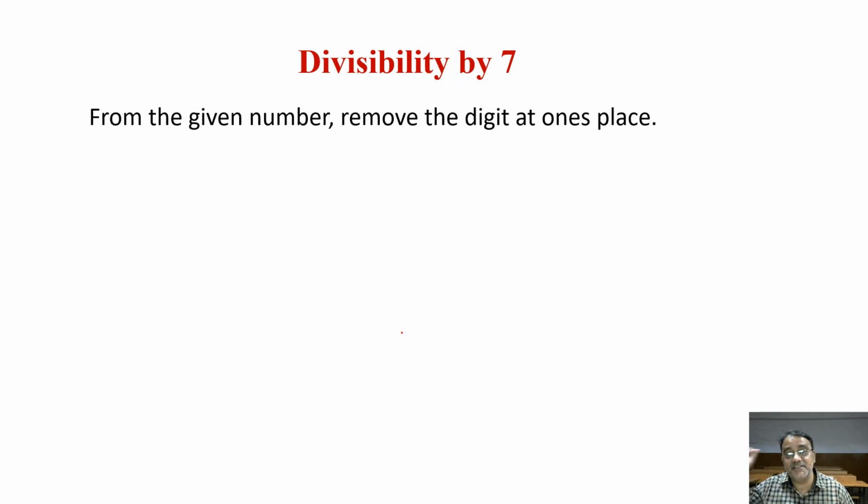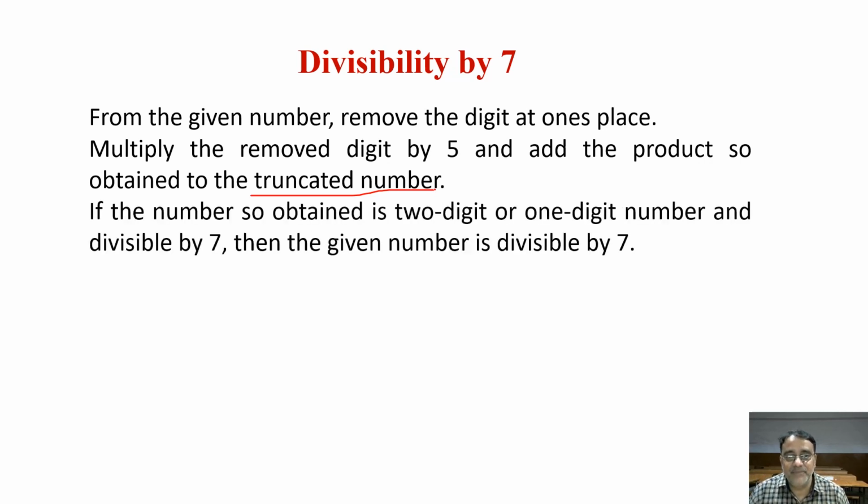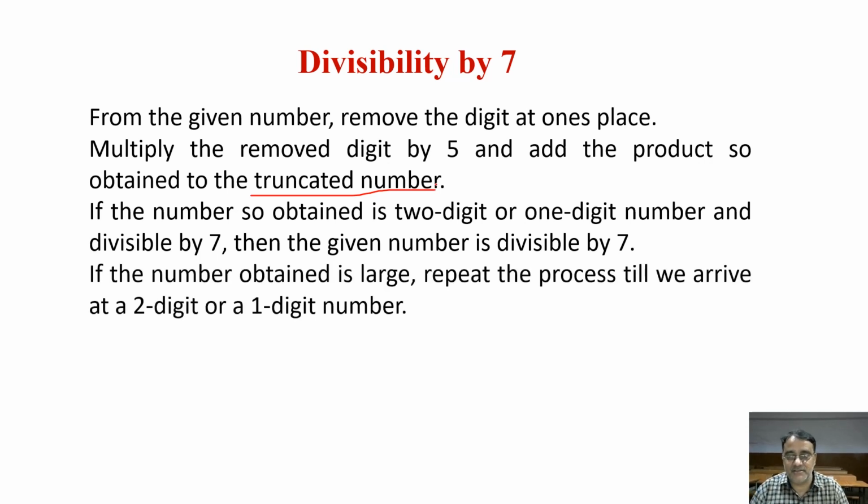This is not so important for your exam, but एक बार देख लो इसको, ठीक है? From the given number, remove the digits at ones place. Multiplying the removed digit by 5 and add the product, so obtain to the truncated number. I will explain with the help of example. If the number obtained is 2 digit or 1 digit number and it is divisible by 7, then the given number is divisible by 7, right? If the number obtained is not 2 digit number, means बड़ा number है, so again you have to repeat the process जब तक कि 2 digit या 1 digit नहीं मिल जाता.